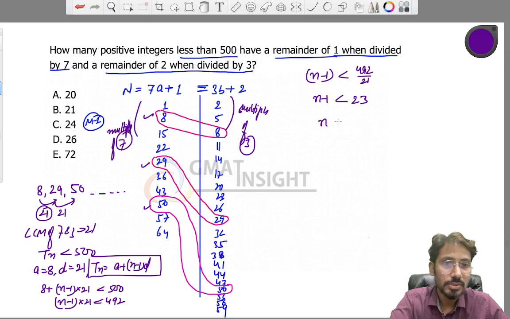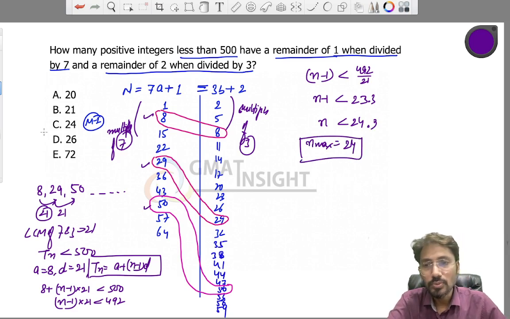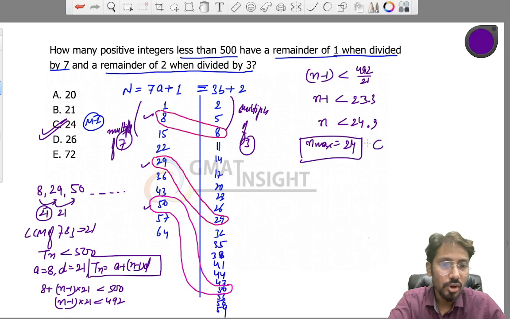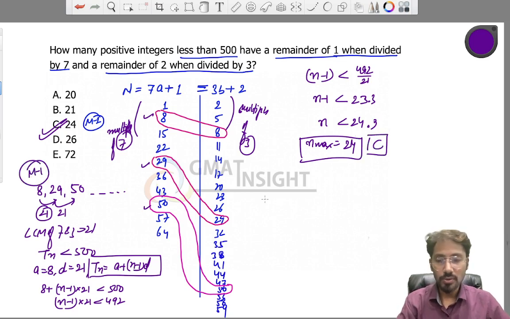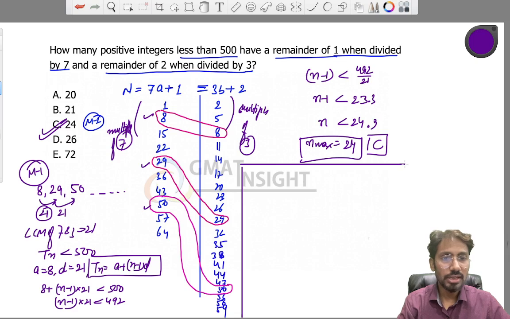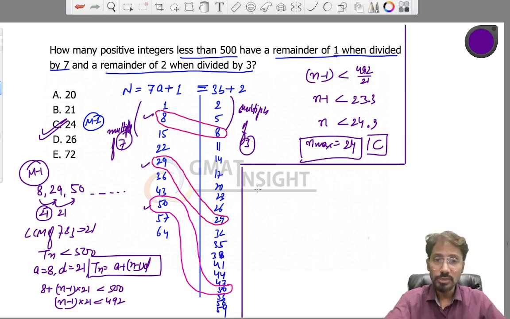That means n has to be less than 24. 23 point something, so 24 point something. That means n max can be equal to 24, and since we have n max equal to 24, the answer of this question becomes option C. So this is method 1. This is quite simple. Now I can also tell you the method number 2, but that is not really something I like, although it looks very impressive to many people.